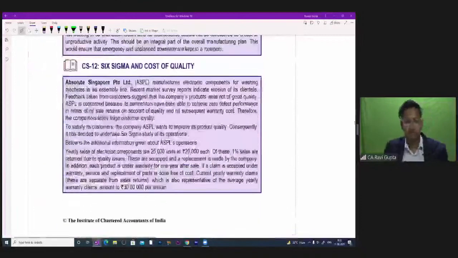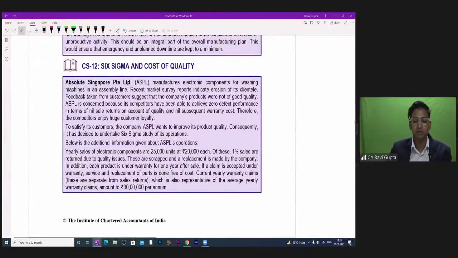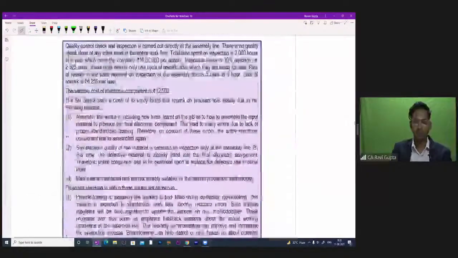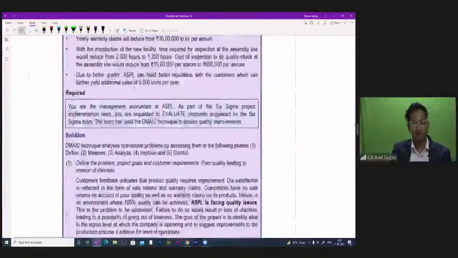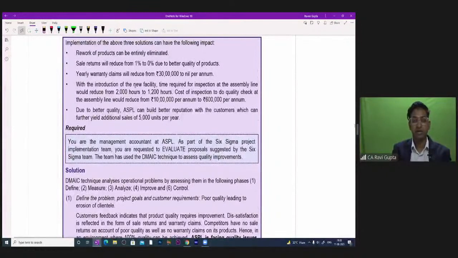Yes, we can see this question, case study number 12, Six Sigma and cost of quality. The Absolute Singapore PTE Limited, ASPL. So let's see how many paragraphs we have to go. What is the requirement? You are the management accountant at ASPL. As part of the Six Sigma project implementation team, you are requested to evaluate the proposal suggested by the Six Sigma team.